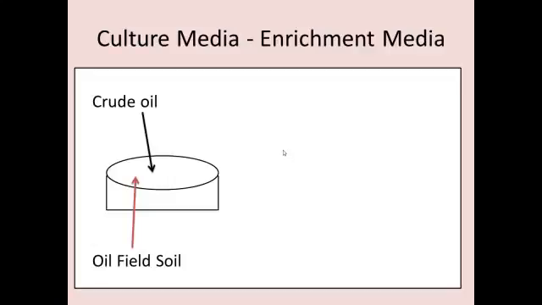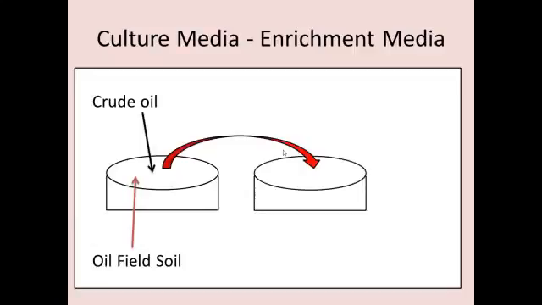Now, microbes that don't particularly like crude oil are not going to be enriched by this. Okay, the ones that like crude oil are going to outcompete them. They're going to outgrow them. So that when I take a sample from my first plate, put it on a second plate that has more crude oil, I'm going to continue to favor the organisms that I want to grow by giving them what I want them to destroy, what I want them to eat.